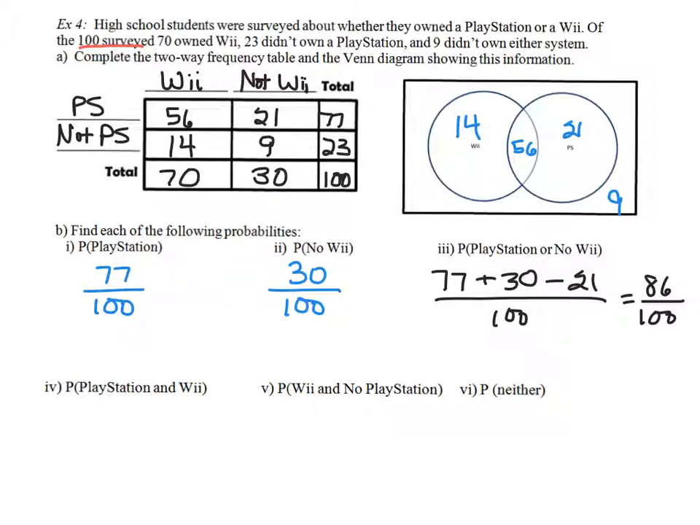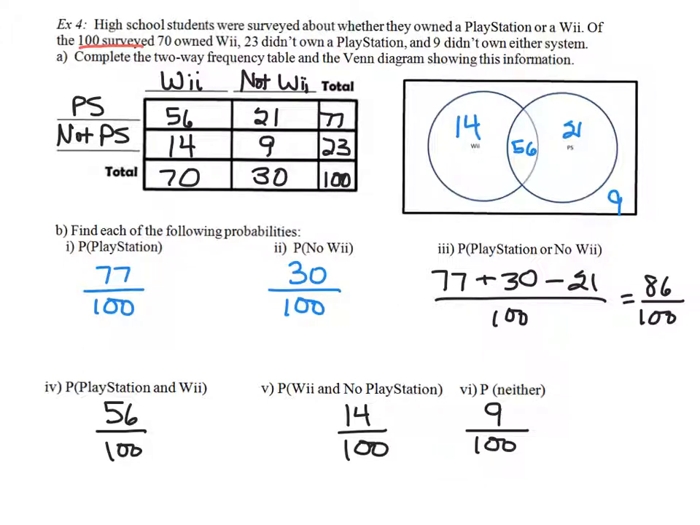For the next row, I've got the probability of PlayStation and Wii. So PlayStation and Wii would be this box right up here. So I see that that's going to be 56 out of 100. The probability of Wii and no PlayStation, that's 14 out of 100. And finish it off with the probability of neither. My neither box is 9 out of 100.